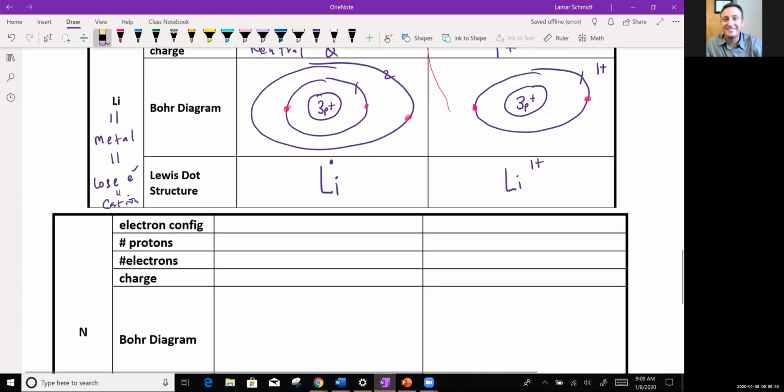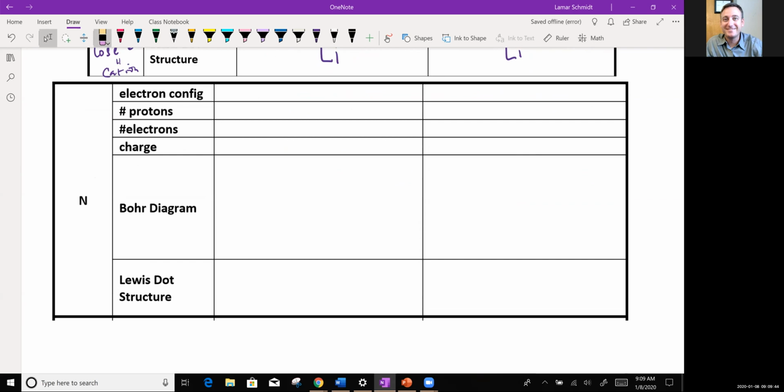Okay, now we go to another one. It's a little bit different. Nitrogen. You need to make sure you label these. This is a non-metal. And what do non-metals do? They gain electrons to get that noble gas configuration, and they form an anion, or a negative charge ion.